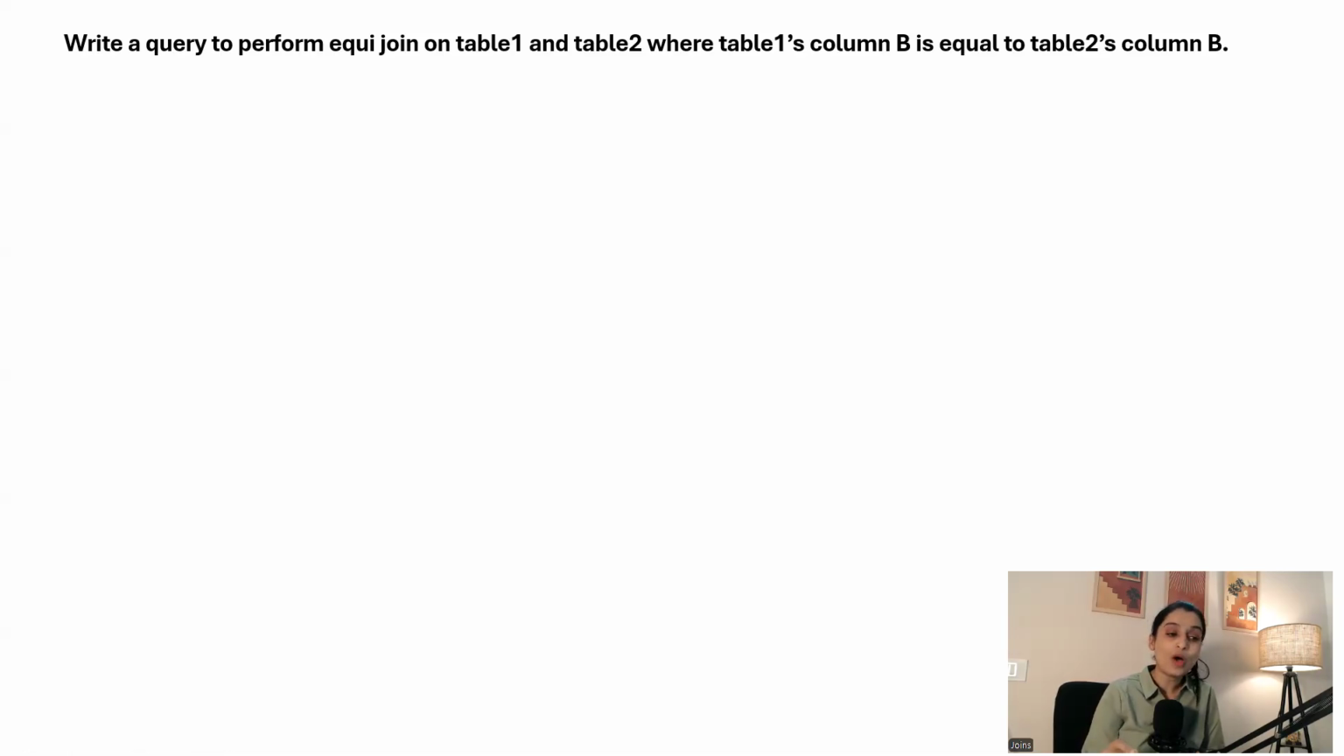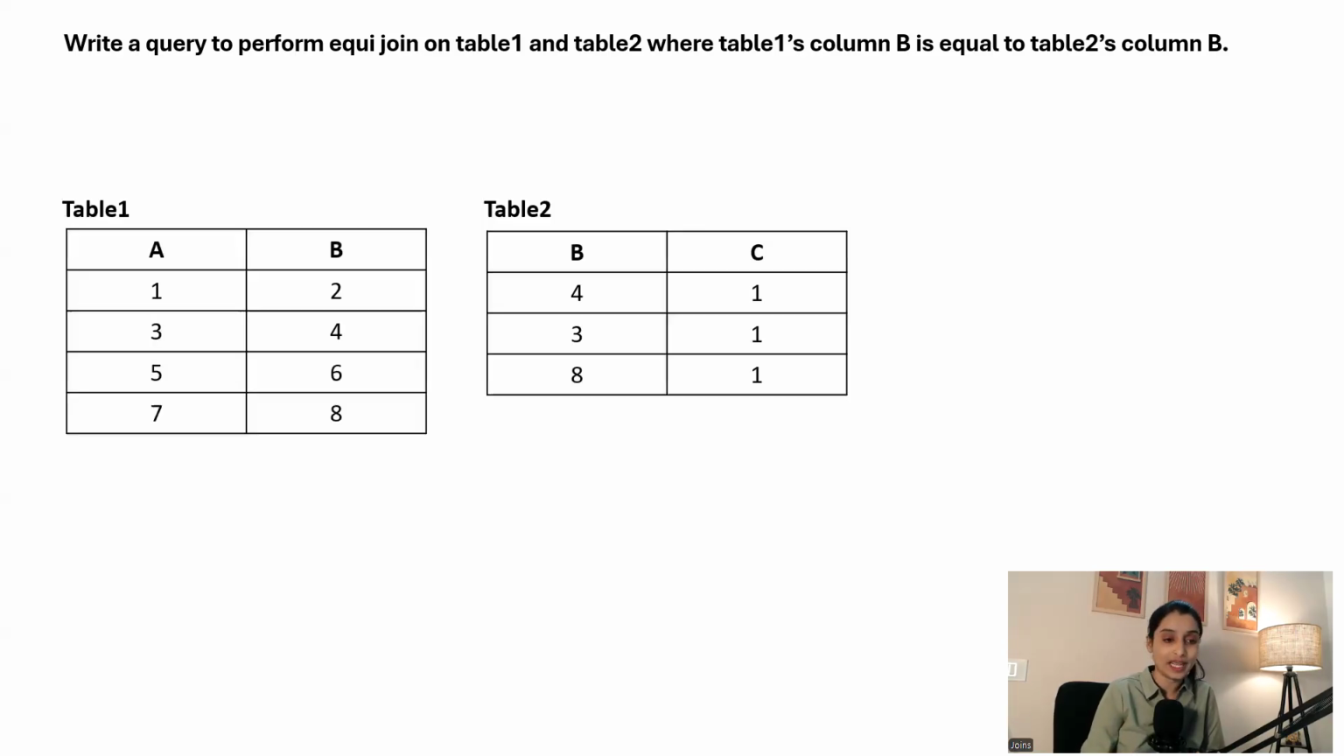You have to write a query to perform equijoin on table 1 and table 2 where table 1's column B is equal to table 2's column B. Now, what exactly is this question? It is talking about equijoin. As I have told, joins can be performed between two or more than two tables, correct? So these are the two tables. Table 1, this is the name of the table. Next is table 2, this is the name of the table.